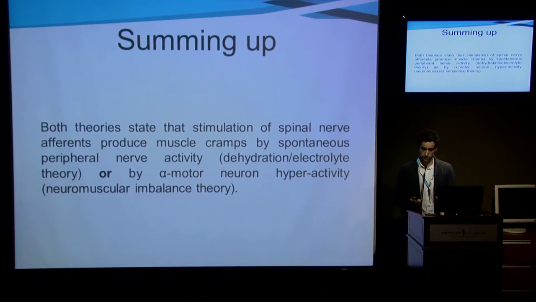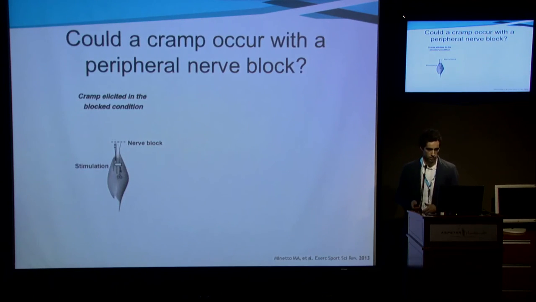whether by spontaneous peripheral nerve activity, which relates to the dehydration electrolyte theory, or due to alpha motor neuron hyperactivity, the neuromuscular imbalance theory. These are the central and peripheral theories. So we should ask, could the cramp occur with a peripheral nerve block?